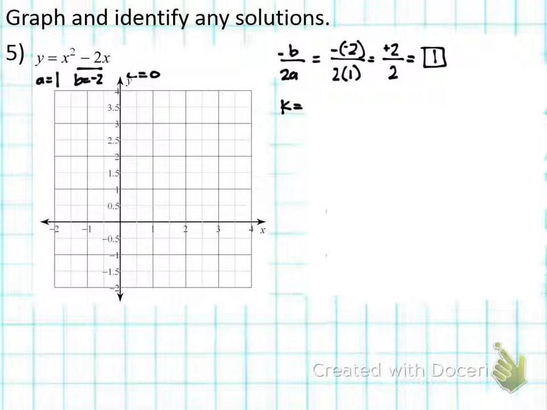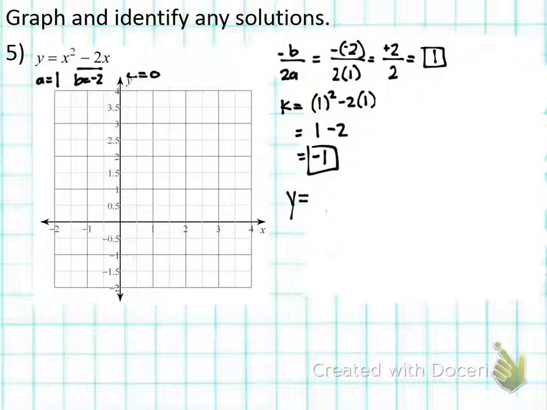You just plug it back into the original equation, which is x squared, or 1 squared, minus 2 times 1. 1 squared is equal to? -2 times 1 is equal to? Therefore, 1 minus 2 is equal to? -1. Okay, so that's our k. So now we're going to write our vertex form. Y is equal to A, which is 1, times x minus h, which is 1, squared, minus k. That's your vertex form, right?